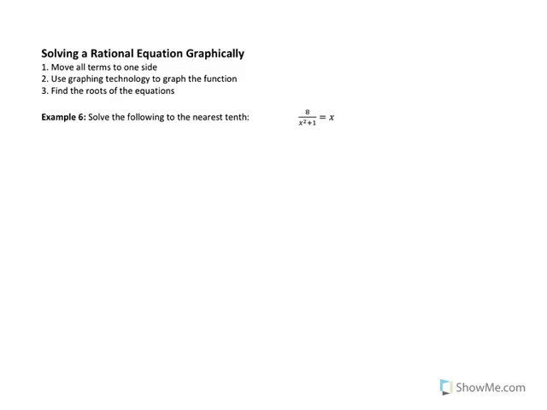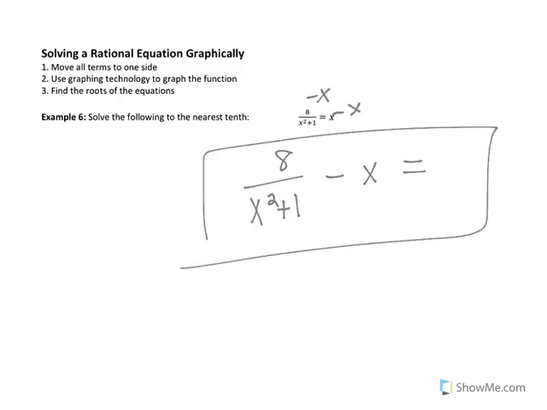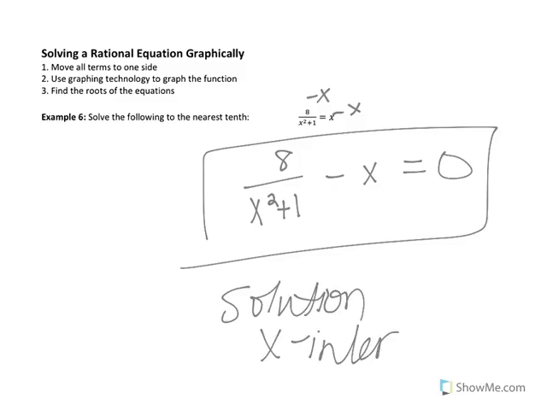Alright, solving a rational equation graphically. Again, not my favorite way to solve things because you're better at math than this, but sometimes it will just ask you to do it graphically. So the thing that you're going to do is move everything to one side. So we're going to subtract x from both sides, and then you're going to type this into Desmos. And what you are looking for is the solution, which is, of course, the x-intercept, or x-intercepts, if necessary.